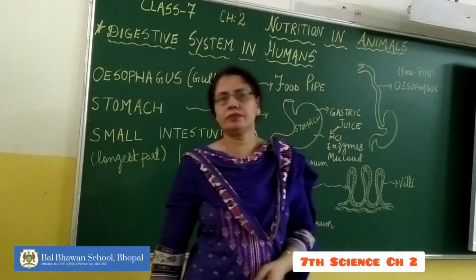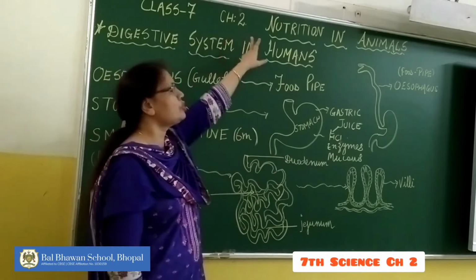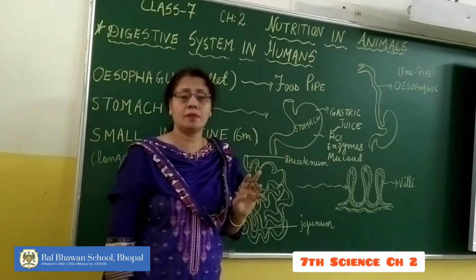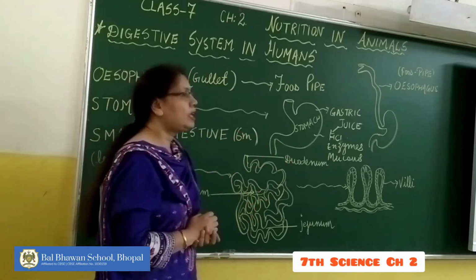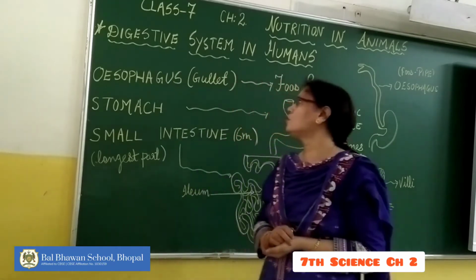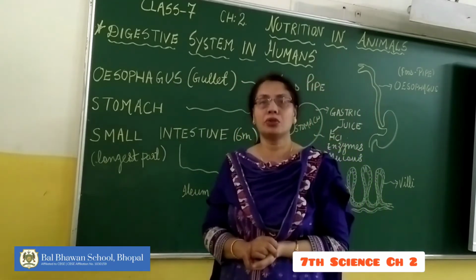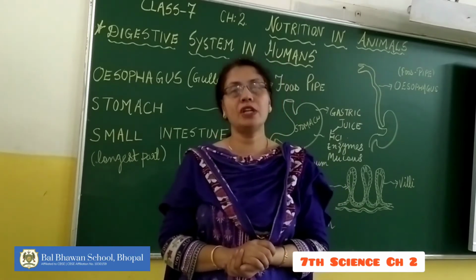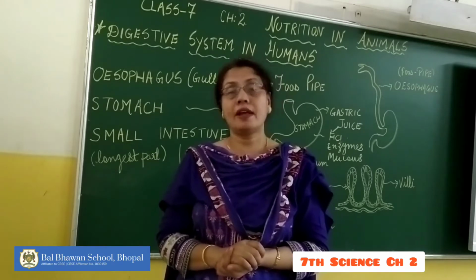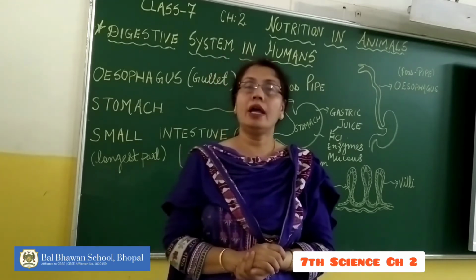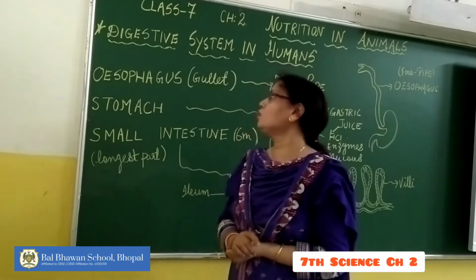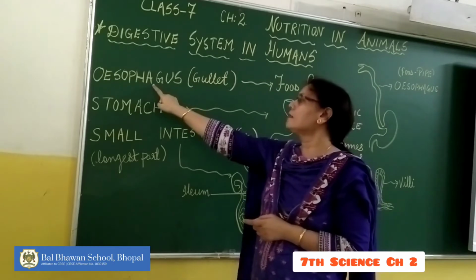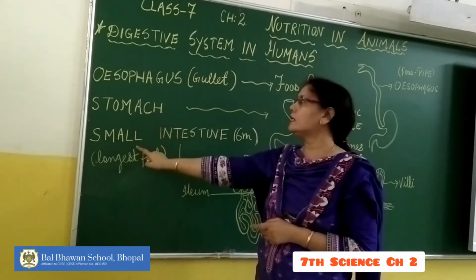Good morning, children. We have started with chapter 2, Nutrition in Animals, and in that, we have started with the digestive system in humans. In a previous video, we discussed the digestive system in humans and the first part, that is the mouth or the buccal cavity. We discussed the types of teeth, functions of tongue, salivary gland, secretion and function of saliva. In today's video, we are going to cover other parts of the digestive system, that is esophagus, stomach and small intestine.